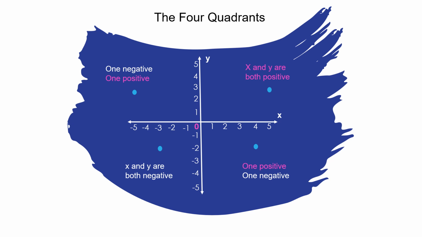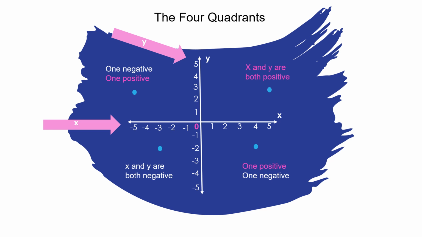A graph is drawn on a coordinate plane, which is a flat surface with two lines. You have the x-axis, which runs horizontally from left to right across the page, and you have the y-axis, which runs vertically, which is up and down the page. These axes cross at a point called the origin, which is where both the x and y values are 0, and the coordinates of the origin are written as 0, 0.